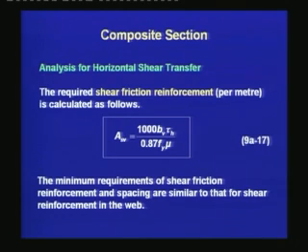ASV is equal to 1000 times BV times tau h divided by 0.87 Fy times mu. The minimum requirements of shear friction reinforcement and spacing are similar to that for the shear reinforcement in the web. Thus, this expression gives us the amount of shear friction reinforcement that is required, but the minimum values and the maximum spacing are governed by the web reinforcement.